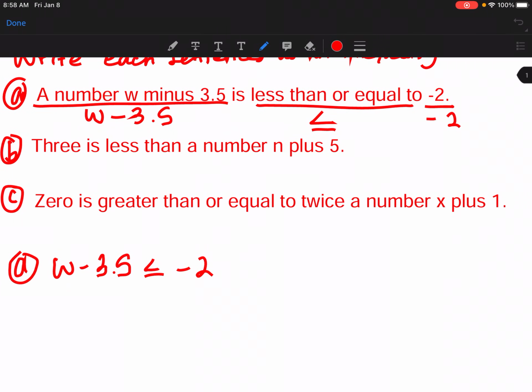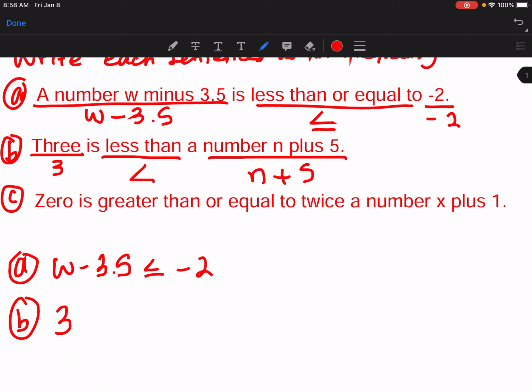All right, letter B. 3 is less than a number n plus 5. So I have 3 is less than, so less than a number n plus 5. So n plus 5. Therefore, I have 3 is less than n plus 5.